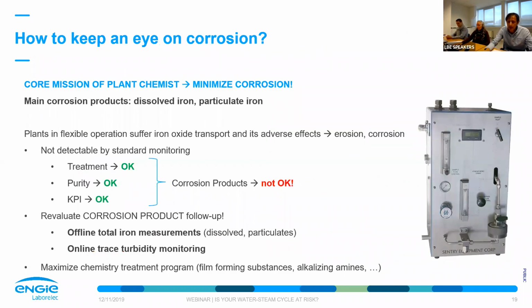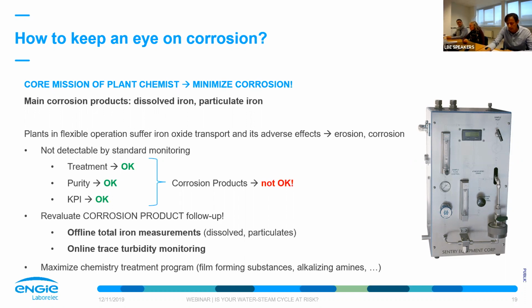Now, how to keep an eye on your corrosion? What is the mission of a chemist? The first mission of a chemist is to set up an excellent treatment program and to have an eye on the purity of the cycle. But even when you have an excellent treatment, your purity is excellent and you have excellent KPIs, it can still occur that you have corrosion. That is what we encounter more and more due to flexible operation: we still have corrosion even when the chemist is doing his very best.